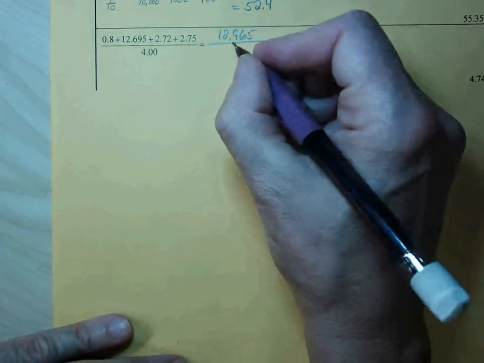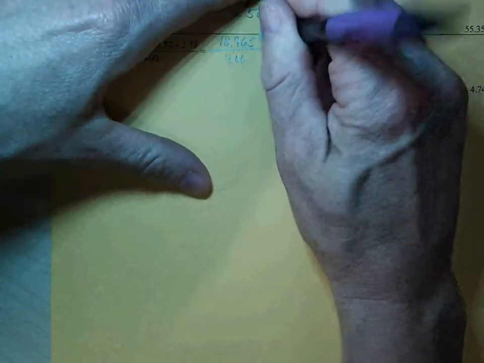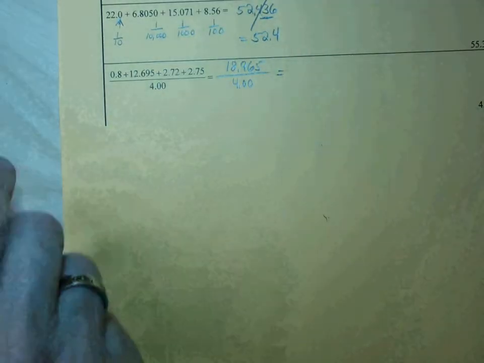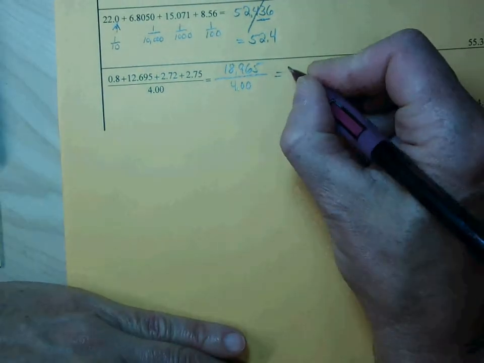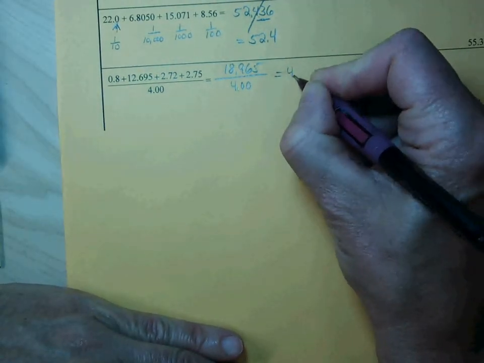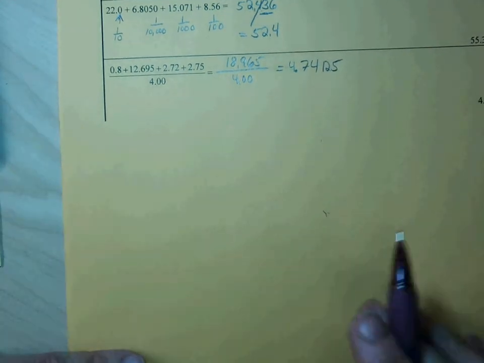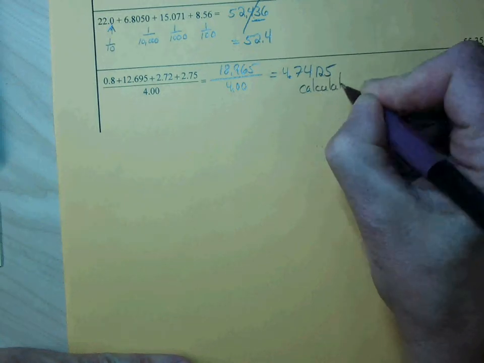Okay, 18.965. This number is to be divided by 4.0. And we can get our calculator answer: 4.74125. Alright, now we'll go back and worry about significant figures.